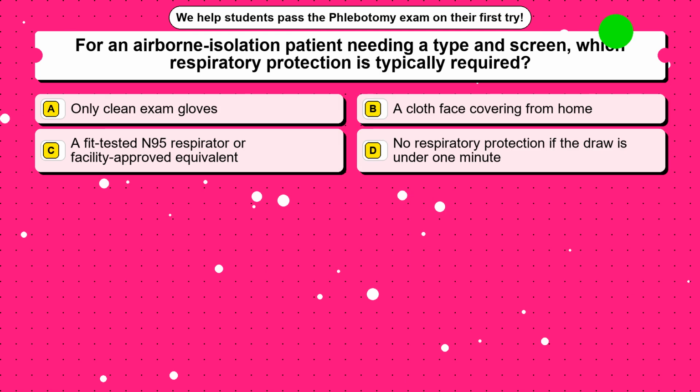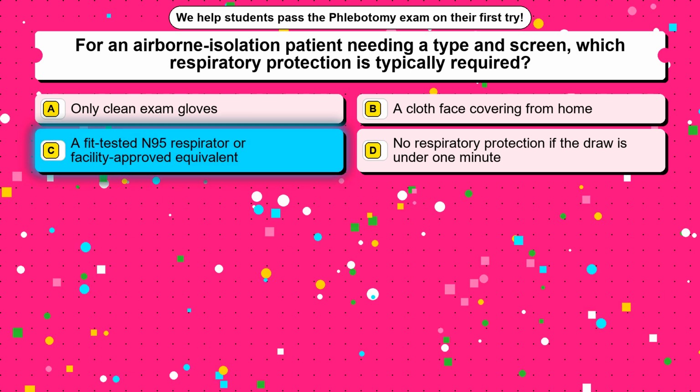Question 6. For an airborne isolation patient needing a type and screen, which respiratory protection is typically required? Option A. Only clean exam gloves. Option B. A cloth face covering from home. Option C. A fit-tested N95 respirator or facility-approved equivalent. Option D. No respiratory protection if the draw is under 1 minute.